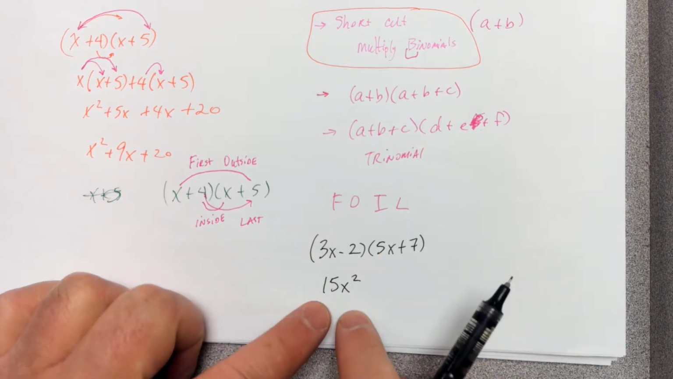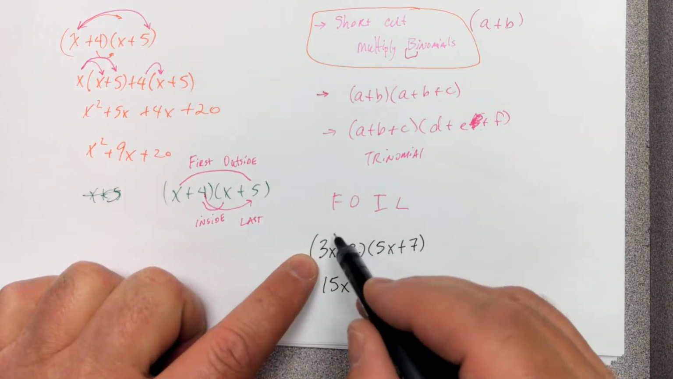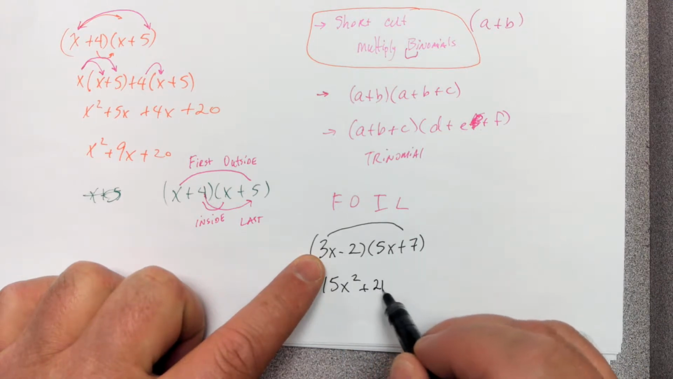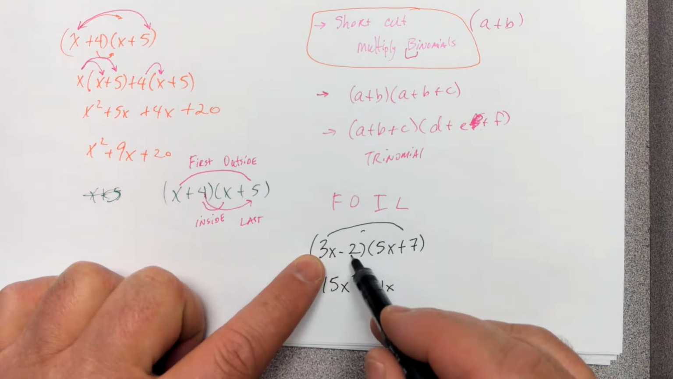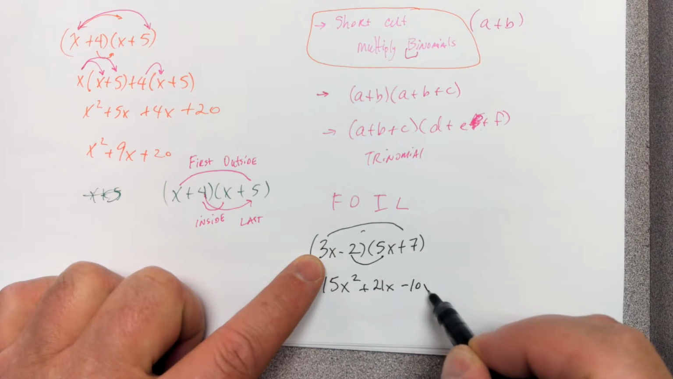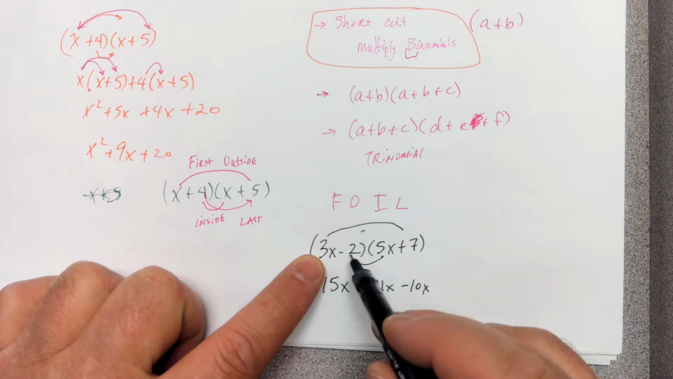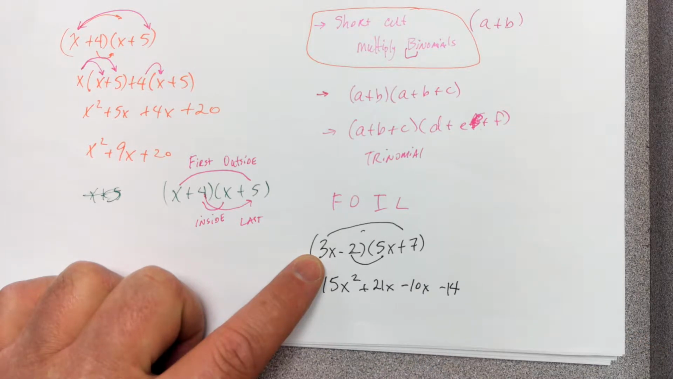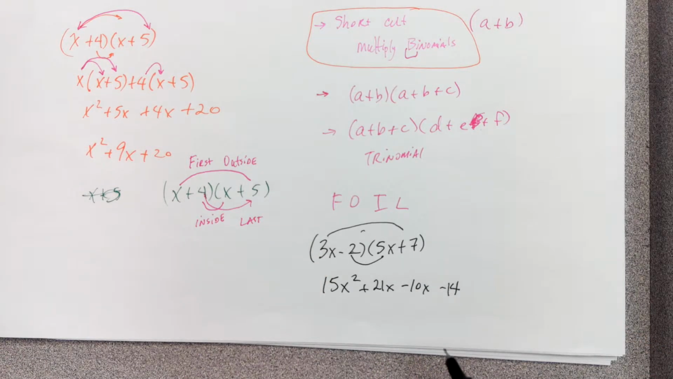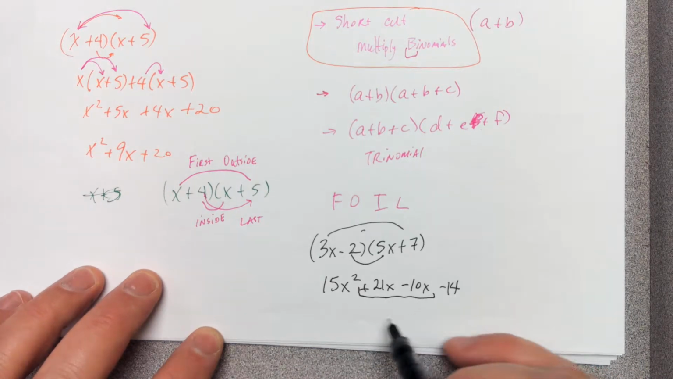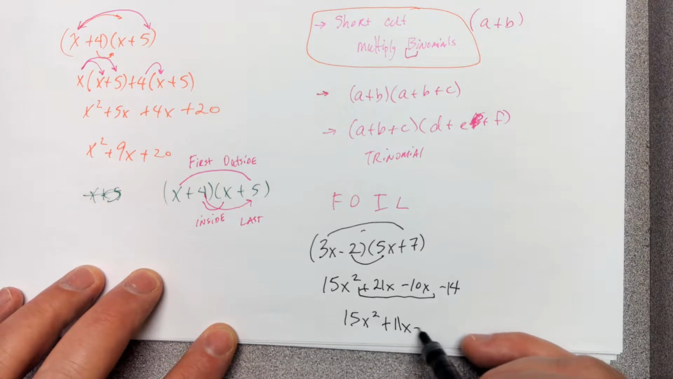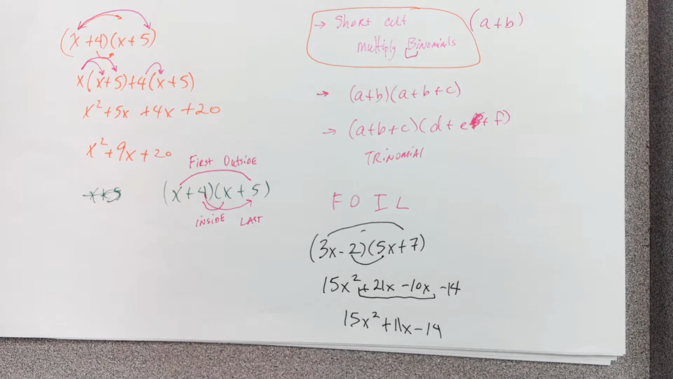Multiply. Okay. Now the outside would be here. That's 21x. The I stands for inside. That's here. That's negative 10x. The L is last. Minus 14. So then, just check if you can do any combining like terms. Sometimes you can, sometimes you cannot. That's your answer. So you don't have to write it out.